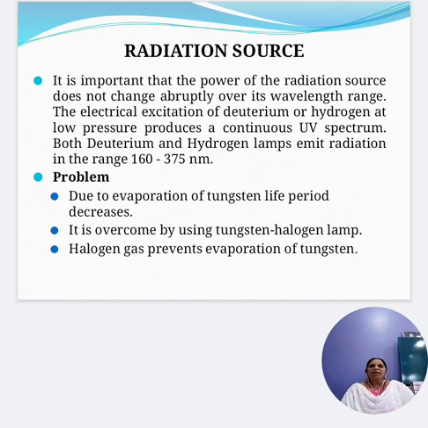There are some problems with tungsten lamps. The problem is due to evaporation of tungsten, so the life of the filament decreases. It is overcome by using tungsten halogen lamps, which we have already discussed when we were discussing the different types of light sources.